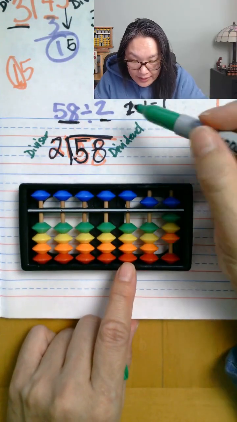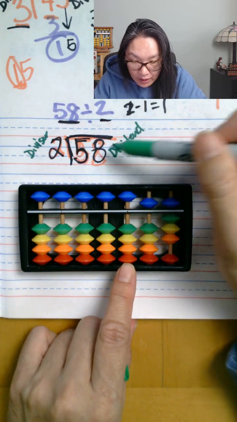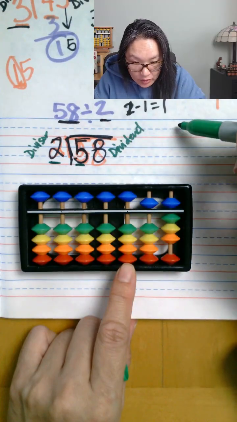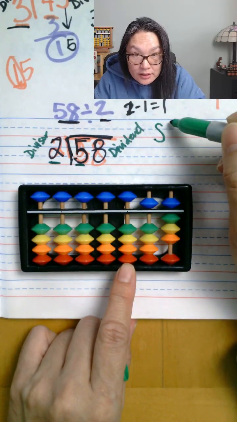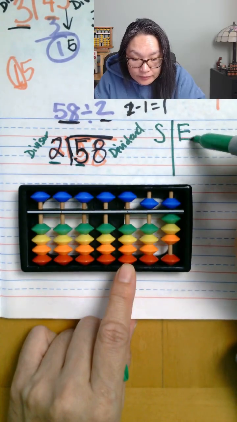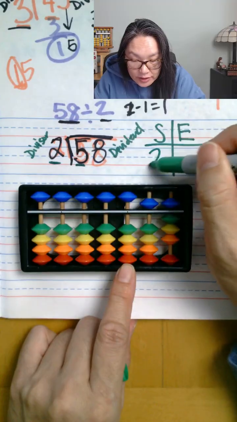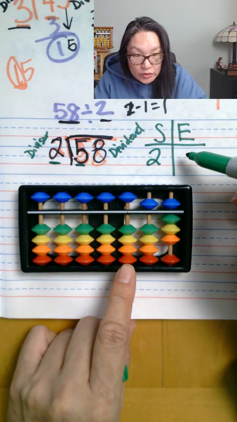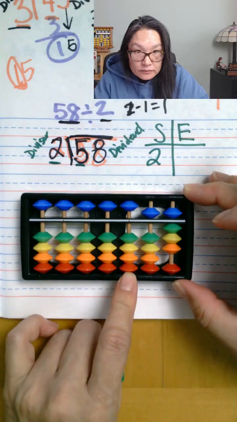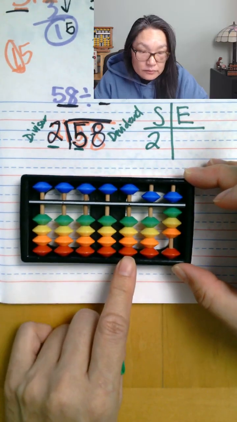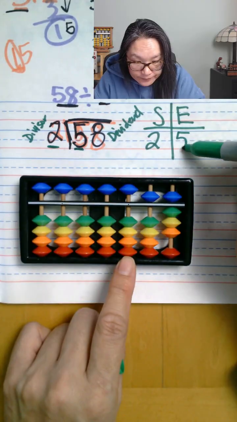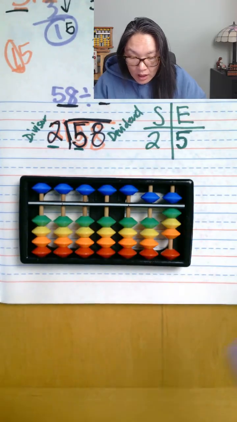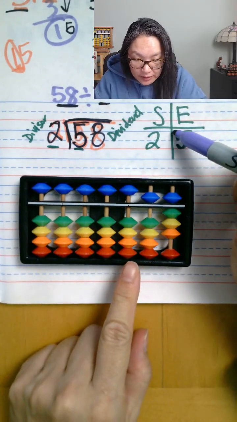So what does that mean? Now we have to compare. We compare our 1 column dividend with our divisor. So our divisor is 2. Our dividend, what's our dividend? What dividend do we use to compare? Exactly, 5. So now, who is bigger, our dividend or divisor? Our dividend is bigger.